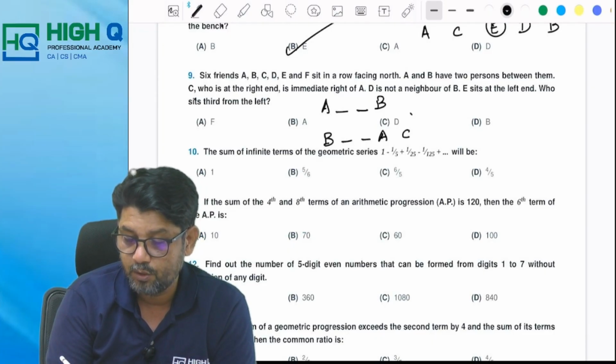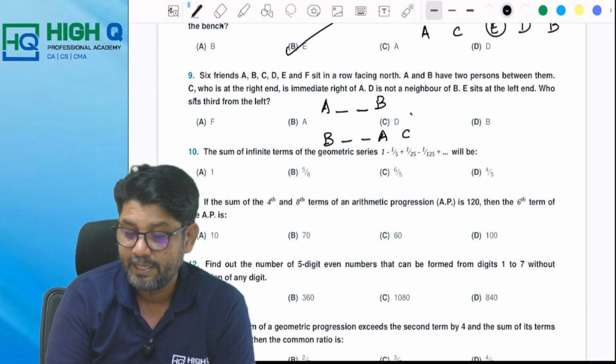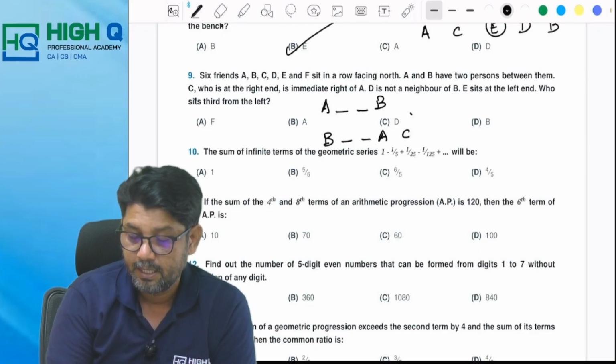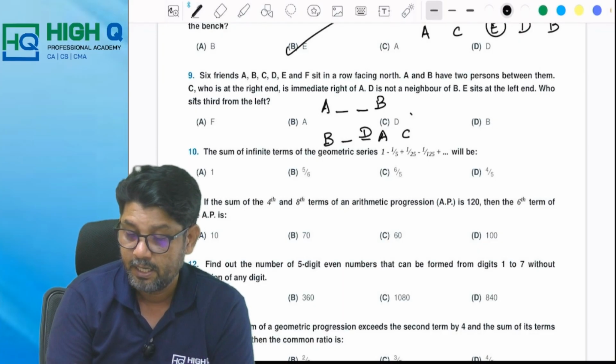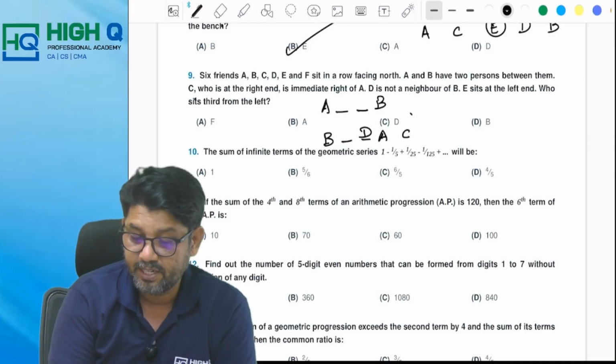So right end means this is the right end. Who is immediate right of A? Now, D is not a neighbor of B. D is not a neighbor of B means what? So D has to be here. Am I right? Next, E sits at the left end.